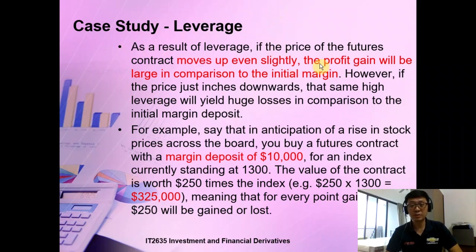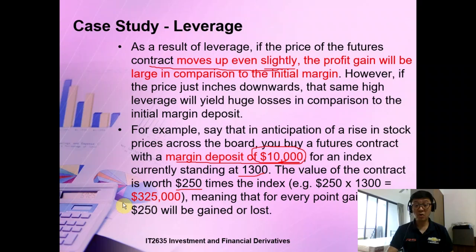So anyway, maybe a better example will be this. Let's take a look at the price of the futures contract. Every time the price of the future moves up, the profit gain can be as large in comparison to the initial margin. So for example, the initial margin is actually $10,000. So you basically use $10,000 to bet on the index. So what's the value of the index? Let's say the index is 1,300, and every index point is worth about 250.